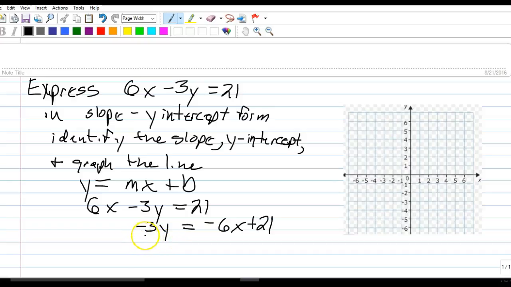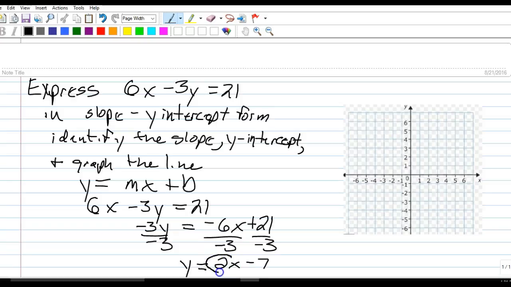So in order to achieve that, what I'm going to have to do is divide both sides by negative 3. So I divide everybody by negative 3. So that gives me y is equal to negative 6 divided by negative 3 is positive 2. So that gives me 2x minus 7. So now I have the equation in the form y is equal to mx plus b.